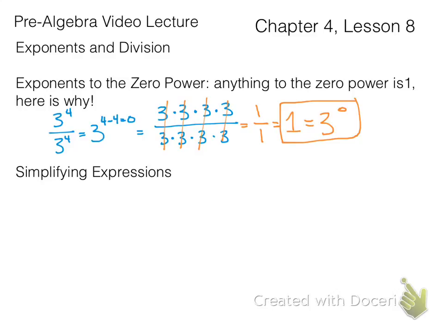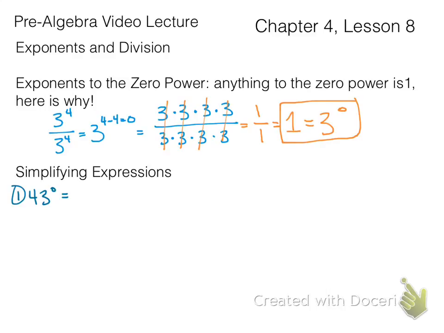And this works for everything. 4 to the 4th power over 4 to the 4th power. You have 4 4's over 4 4's. All the 4's are going to cancel out, leaving you 1. And yeah, that means whenever you have something to the 0 power, you get an answer of 1. And that is why.